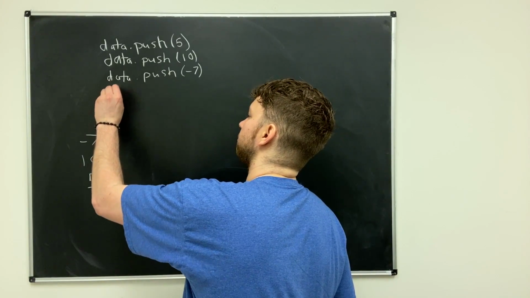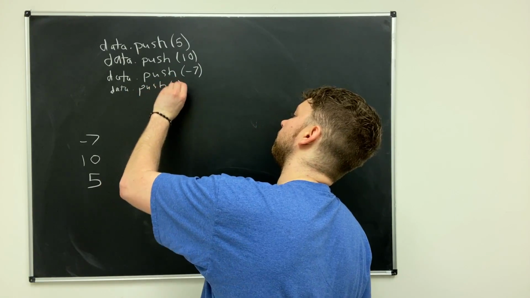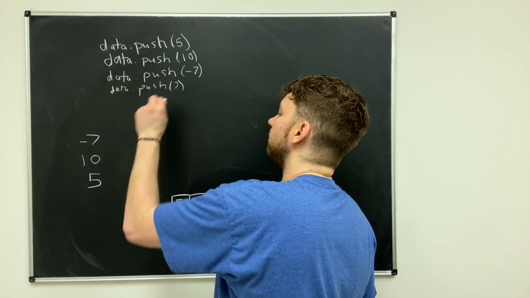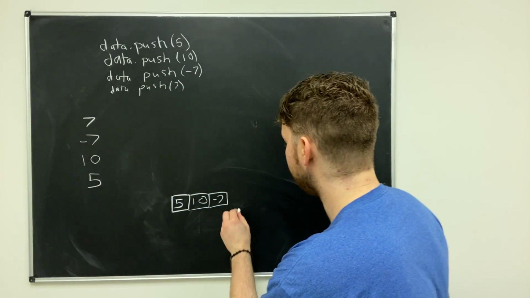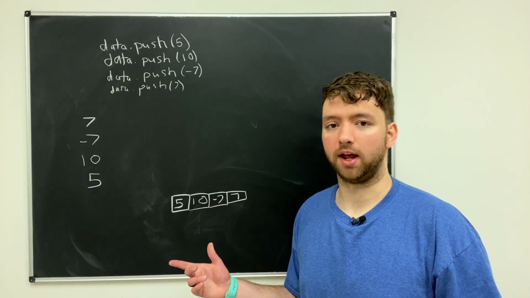So let's say data.push, and what number you guys want to put? You want to do +7? All right, yeah, I like that. All right, so that's going to go there, and that's going to go right there in our array.